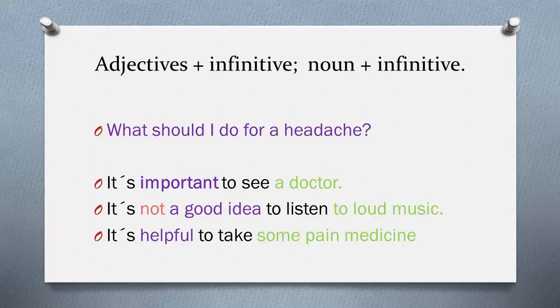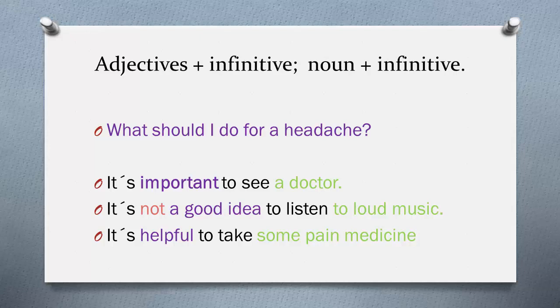Okay, let's take a look at one more example. What should I do for a headache? For example, it's important to see a doctor. So remember, first we start with the pronoun it, after that the verb be, and then our adjective, which is important in this case, and after the adjective we use the infinitive see, and after the infinitive we use a noun, and in this case it is doctor. It's important to see a doctor.